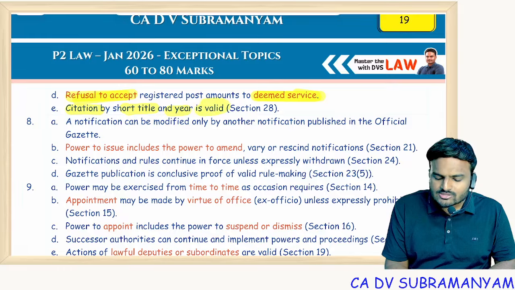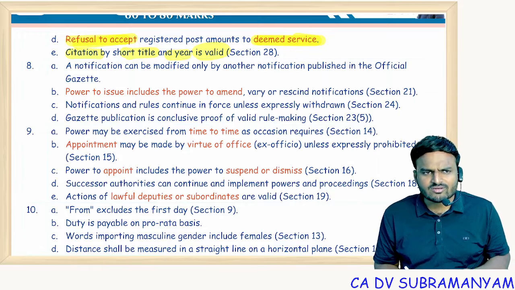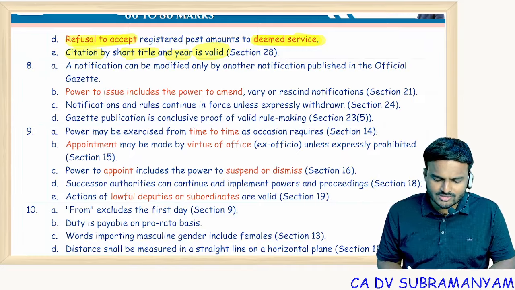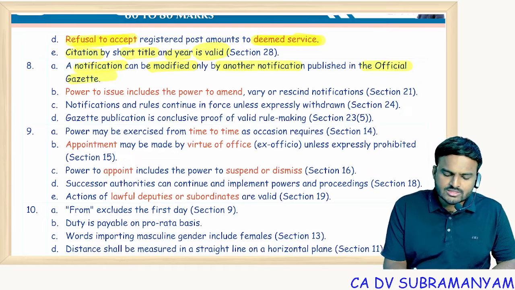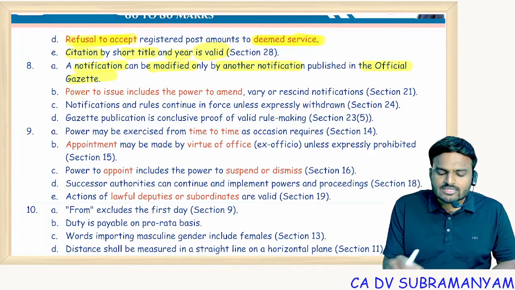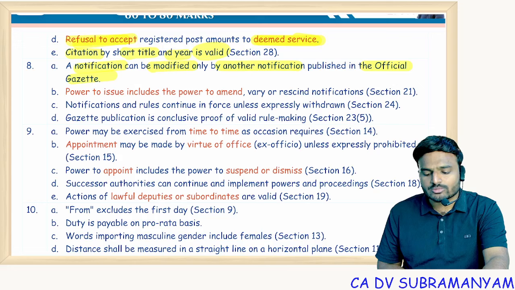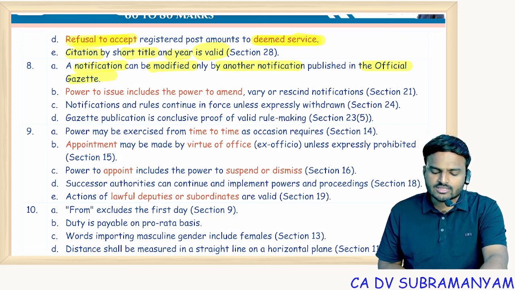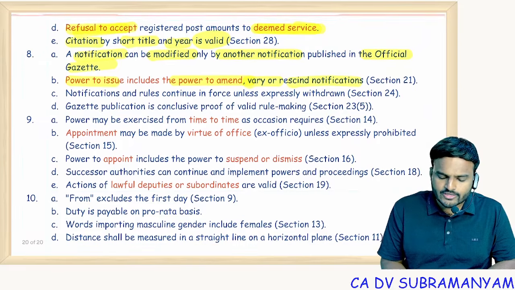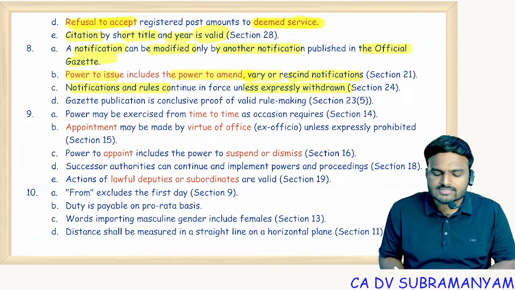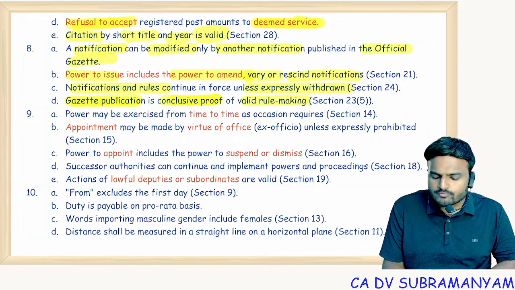Citation by short title and year is also valid. Citation of acts. I can call Companies Act 2013 or Act number 18 of 2013. I can call it like that also. Notification can be modified only by another notification published in the official gazette. Of course, yes. Internal circulation, internal modifications not allowed. If you want to modify notification, fresh notification to be given in the place of old notification. Internal circulars will not change notifications. Power to issue includes power to amend, vary, rescind the notifications. Notification and rules continue in force unless specifically withdrawn. So that is effect of the repeal. Gazette publication is conclusive proof of valid rule making.